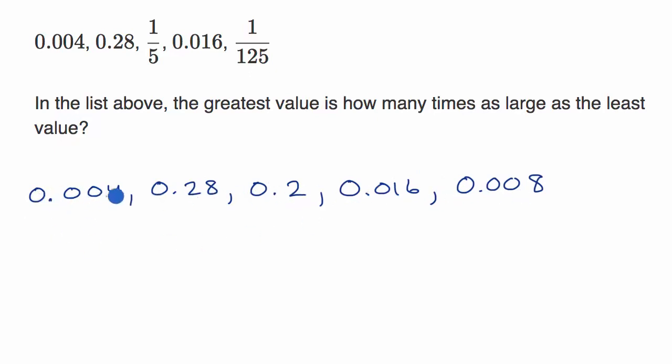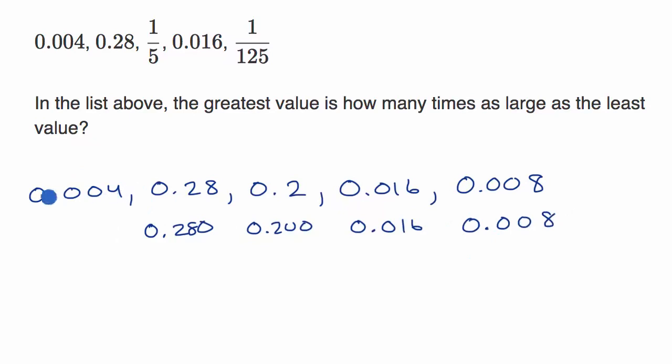So this one already has 3 to the right. This one could be rewritten as 0.280. This one could be written as 0.200. This one could be rewritten as 0.016. And then this one is already 0.008. So now all of them are in terms of thousandths.